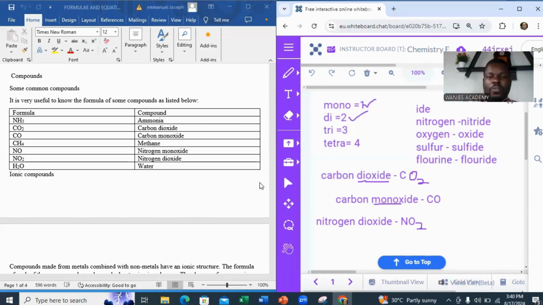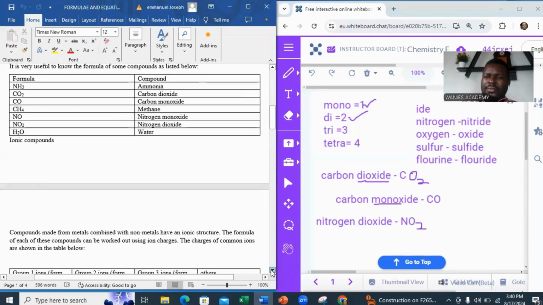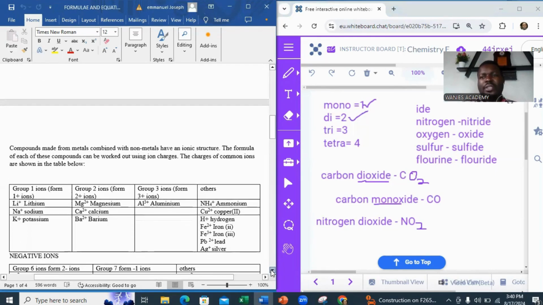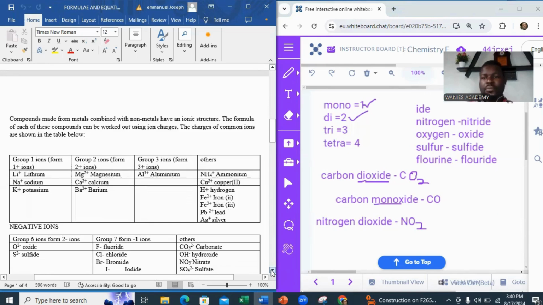So we now move on to ionic compounds. Before we do that, it's good for us to know how to generate charges, okay? Charges of, what about ionic compounds? We mean compounds that have both metals combining with a non-metal, okay?